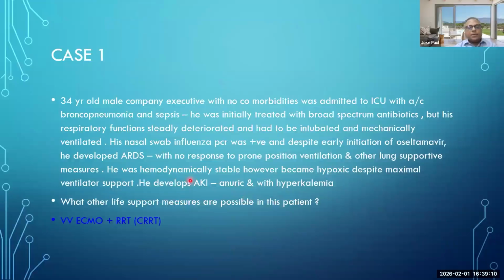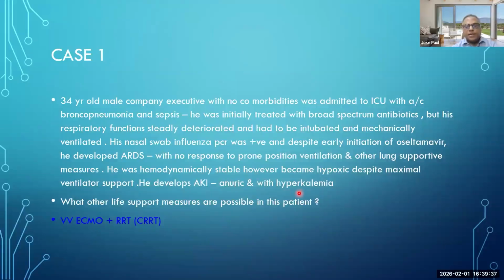So now coming to our clinical cases. You remember this is a 34-year-old male with no comorbidities. He had influenza pneumonia, became very sick, and developed acute respiratory distress syndrome. But his heart was holding well, and he developed acute kidney injury for some reason, might be the drugs or some sepsis-associated inflammation. He became anuric and became hyperkalemic.